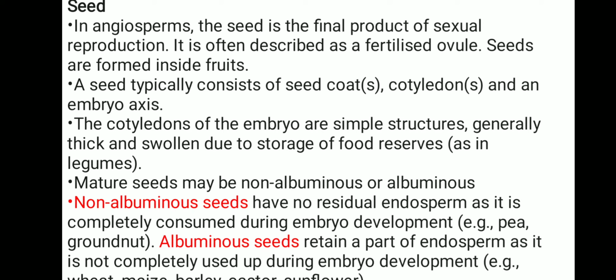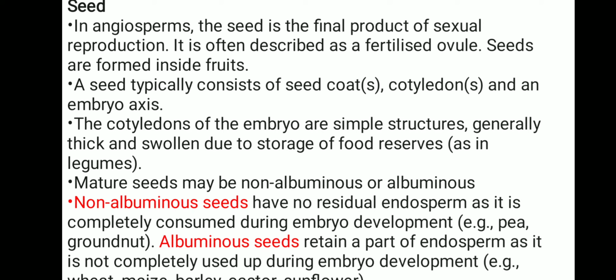Okay. Next, mature seeds may be of two types. First are the non-albuminous seeds and the other are the albuminous seeds. What are non-albuminous and albuminous? Non-albuminous seeds do not have any residual endosperm, as it is completely consumed during embryonic development. Means at the time of embryonic development, whatever endosperm is present as reserve food material is used by the developing embryo.